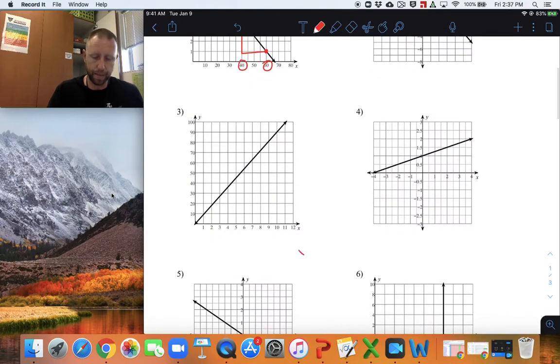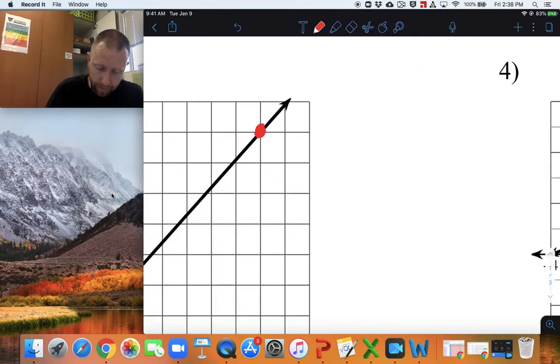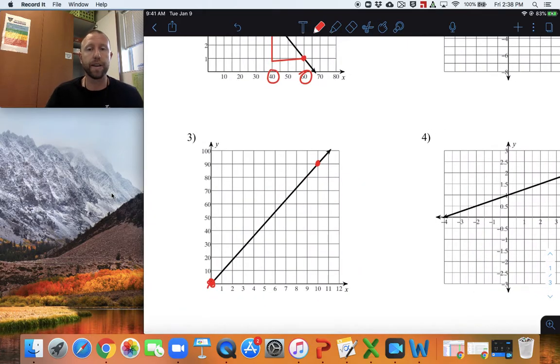For number 3, I'll pick this point right here where it starts, and then this one all the way at the top, and draw my rise over run triangle from that. So I can see it looks like I go up 9 lines, but I'm counting by tens, right? I have to pay attention to what I'm counting by. So really, I went up 90 for this one, and then I went over 10 lines, and they are counting by ones on the x-axis.